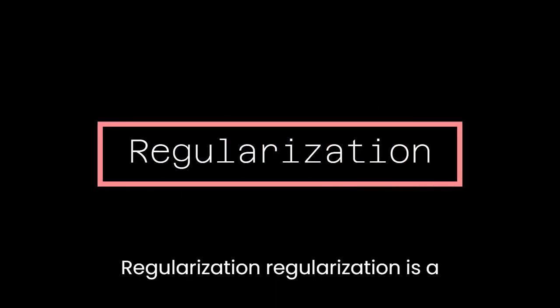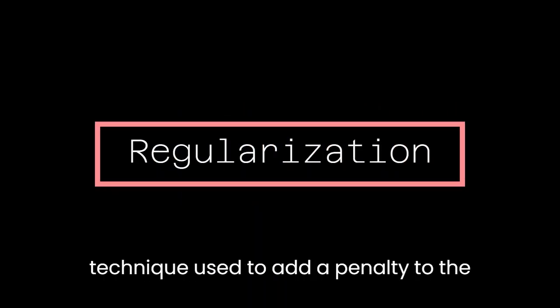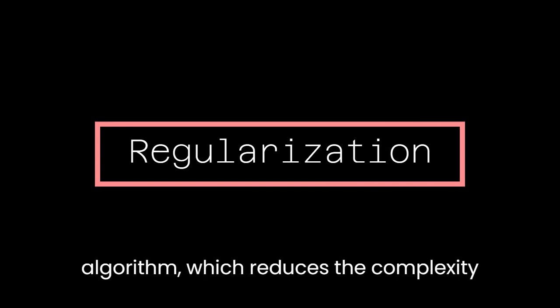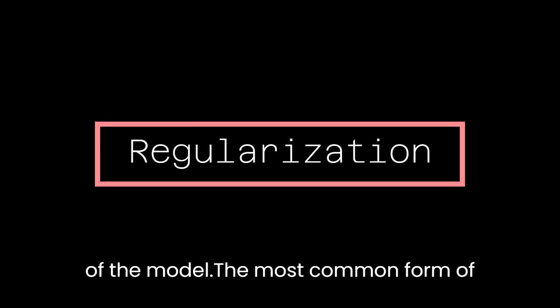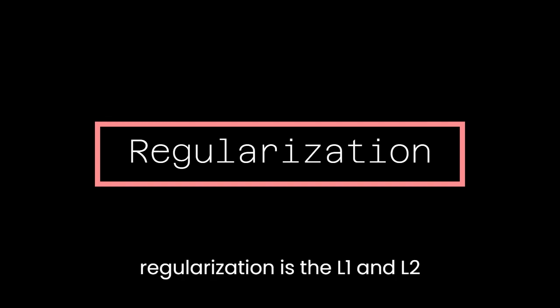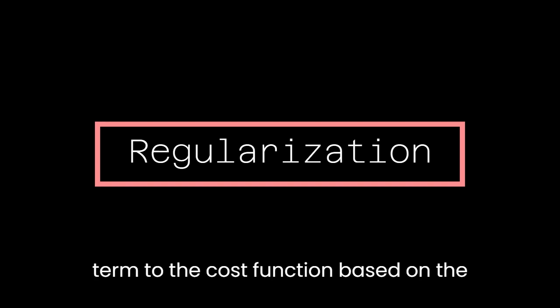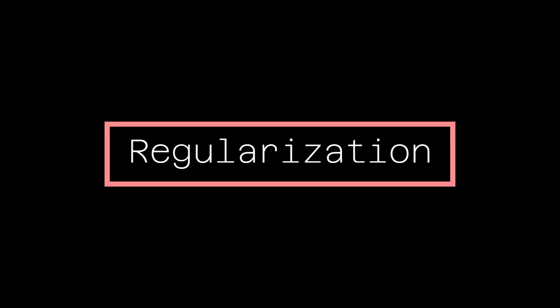Regularization. Regularization is a technique used to add a penalty to the objective function of the decision tree algorithm, which reduces the complexity of the model. The most common form of regularization is the L1 and L2 regularization, which adds a penalty term to the cost function based on the magnitude of the coefficients.